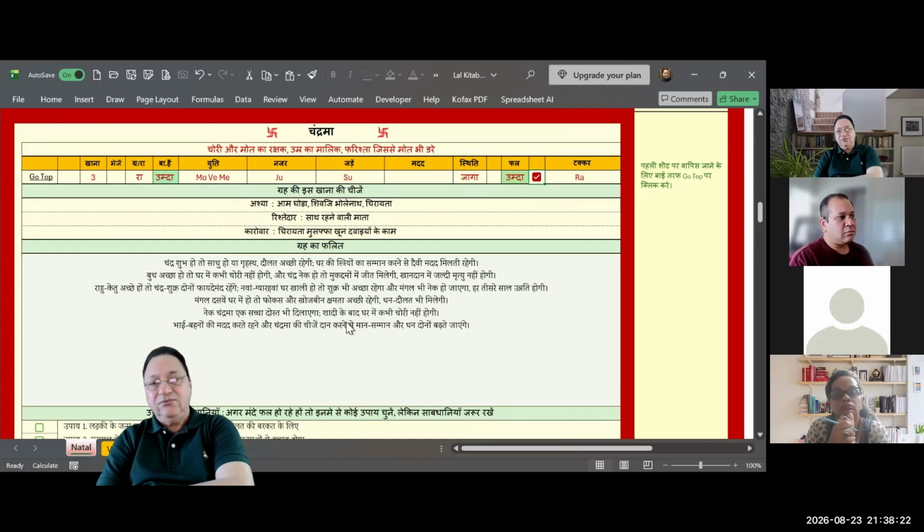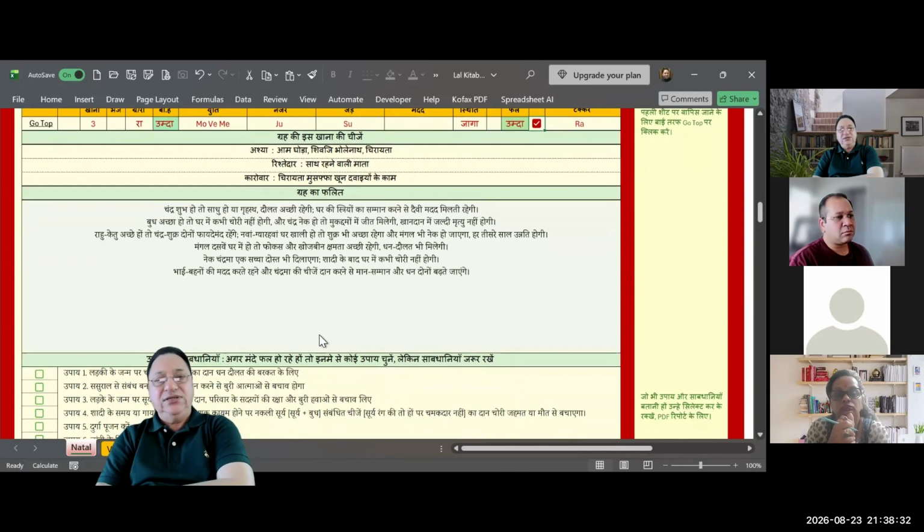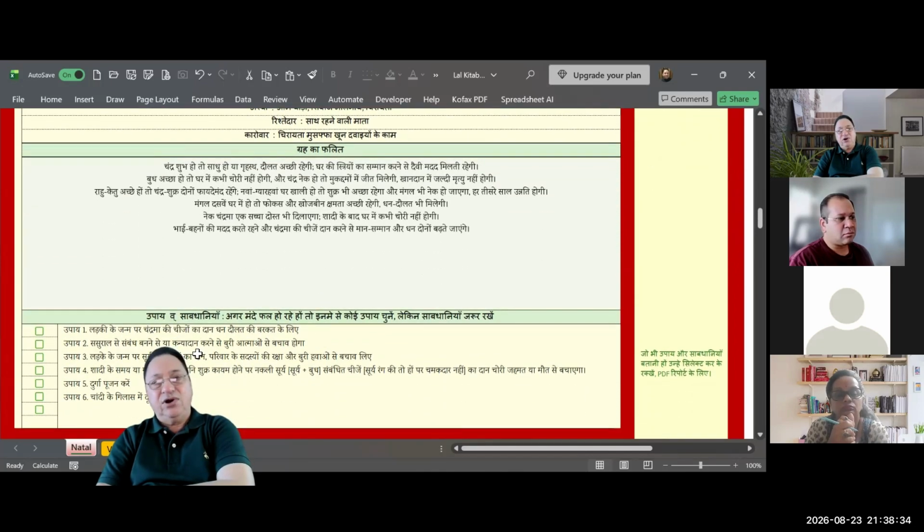So these are the various good results of the moon. This is to check that if I make my moon good, what will happen? Okay. Now these are the relevant remedies required for doing that. There are 5 to 6 remedies that will appear here. You need to select one of them.